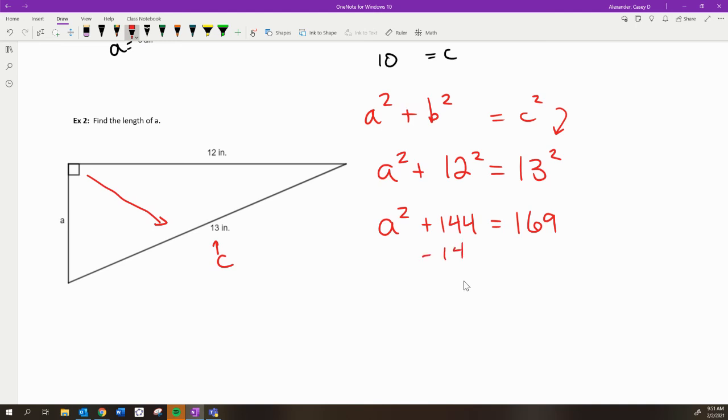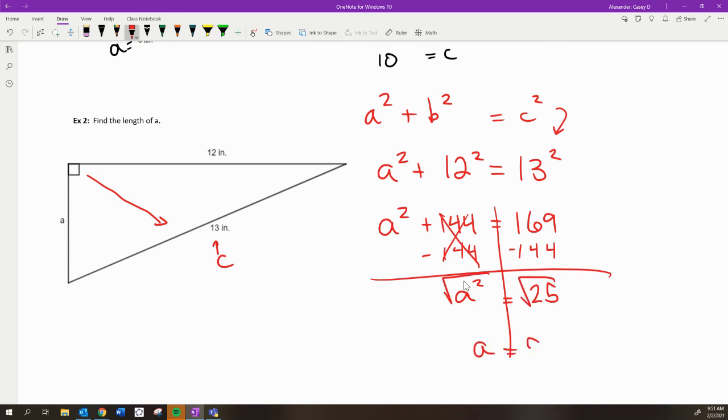So I have to do a little bit of algebra to solve it. I'm going to subtract 144 from each side like this. And I know that the number squared equals 169, take away 144 is 25. And so A is obviously not 25 inches if this is 13, but if I take the square root, I find that A is 5 inches. Okay, so that's another example of how one finds a missing length using the Pythagorean theorem.